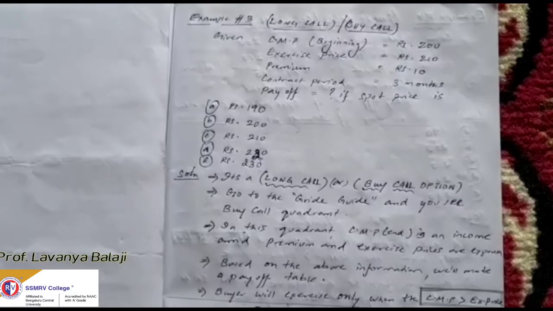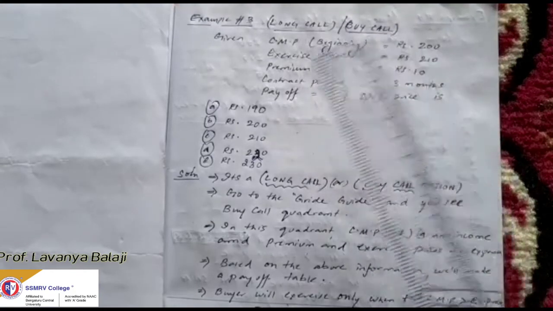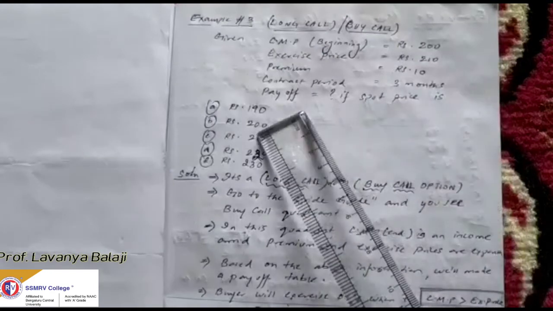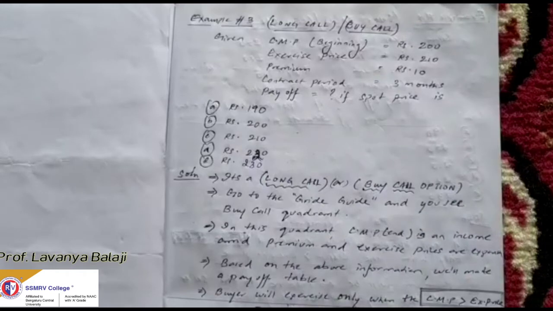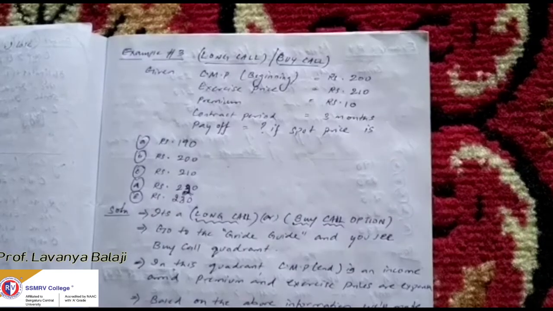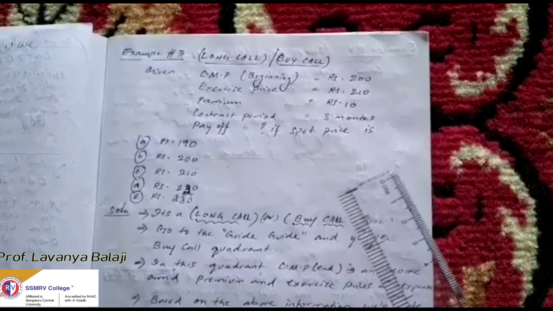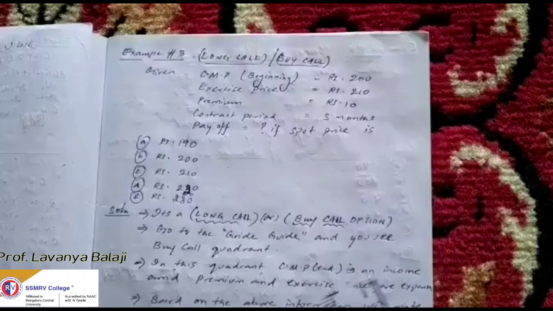In example number 3, the information that is given out is current market price in the beginning, which is rupees 200, exercise price rupees 210, premium rupees 10, contract period is 3 months, and payoff, what will be the payoff if the spot price is the 5 cases they have given. The first thing that we have to see here is what kind of transaction is this. Here the buyer is buying a call option, so it is a long call or a buy call option.